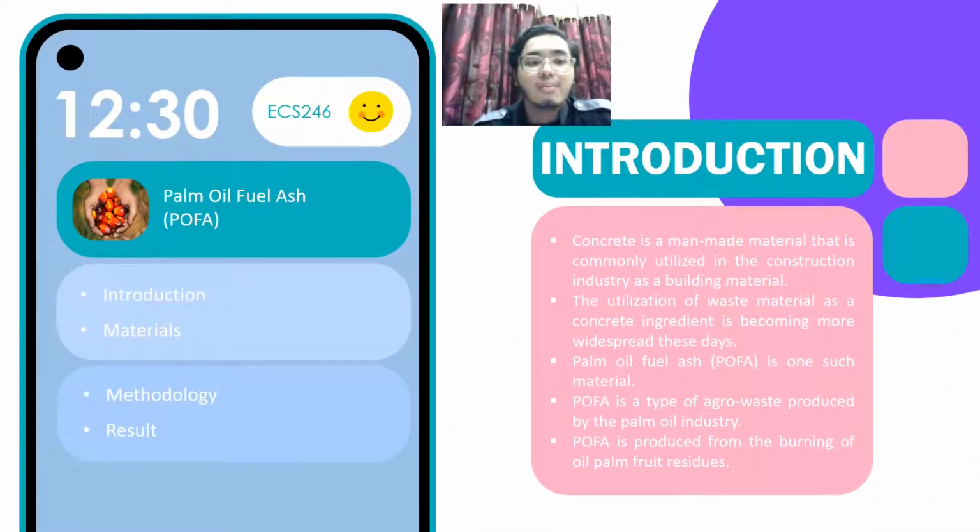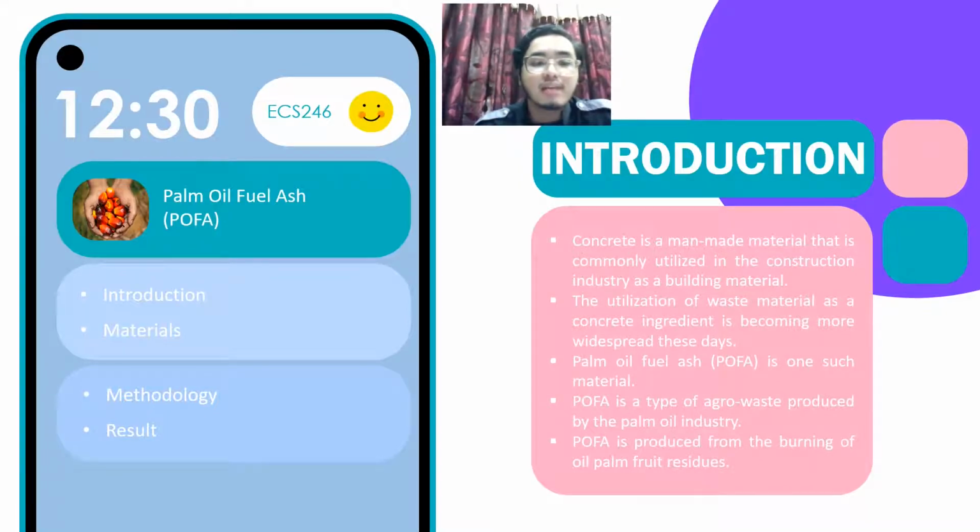For the introduction for POFA, okay, concrete is a man-made material that is commonly utilized in the construction industry as a building material. Okay, the utilization of waste material as a concrete ingredient is becoming more widespread these days. Okay, the discovery of alternative conventional building material that is cheaper and accessible becomes a highly critical issue. POFA is one of such material. Okay, POFA is a type of agro waste produced by the palm oil industry. The POFA is produced from the burning of oil palm fruit residues.